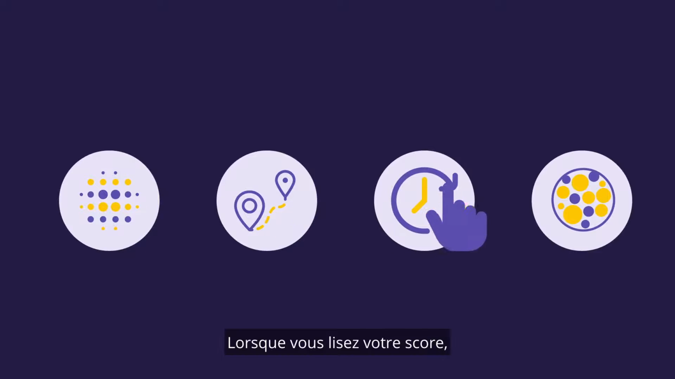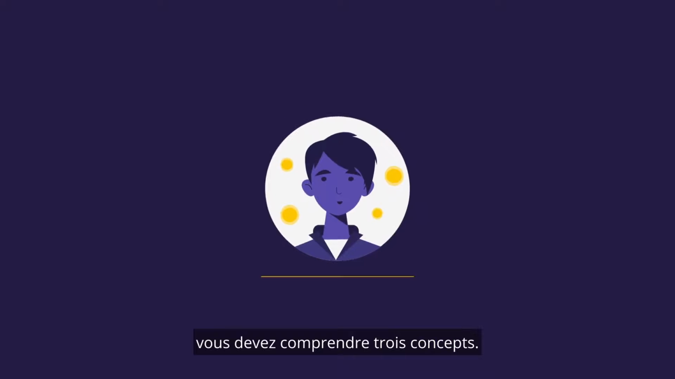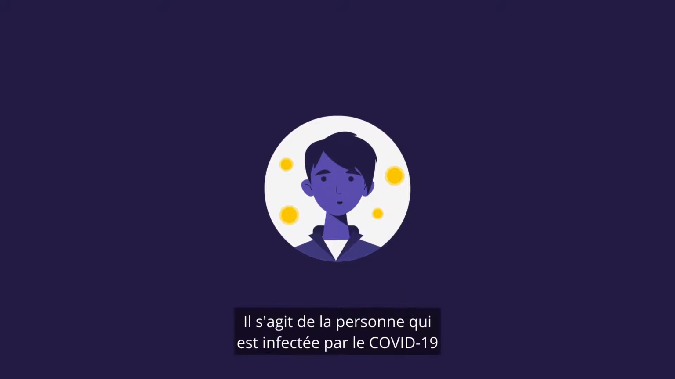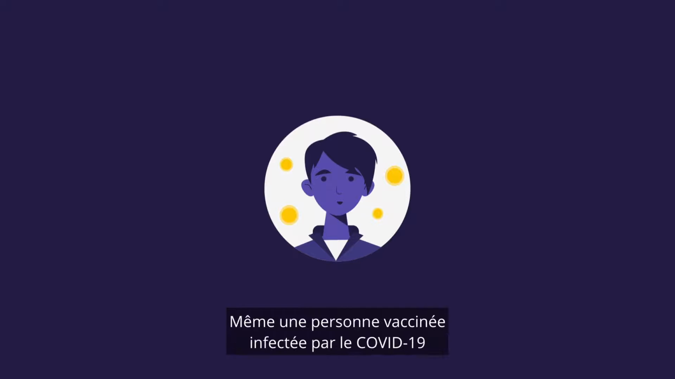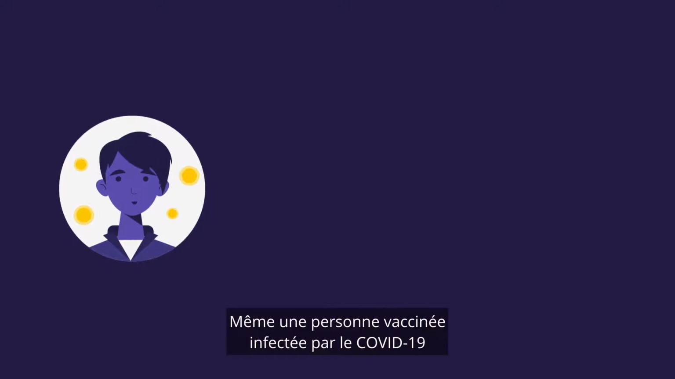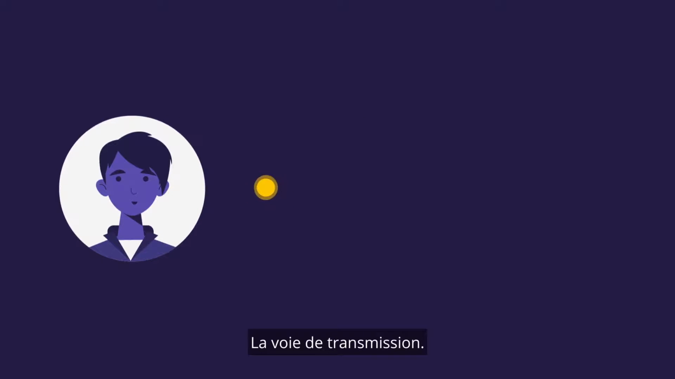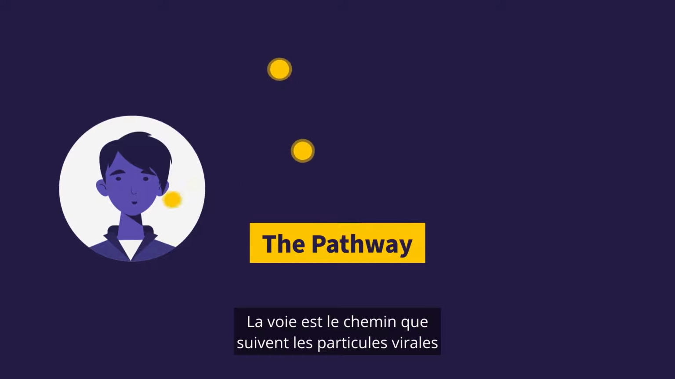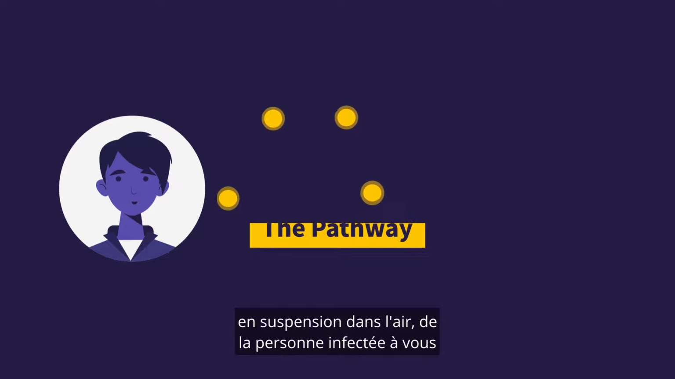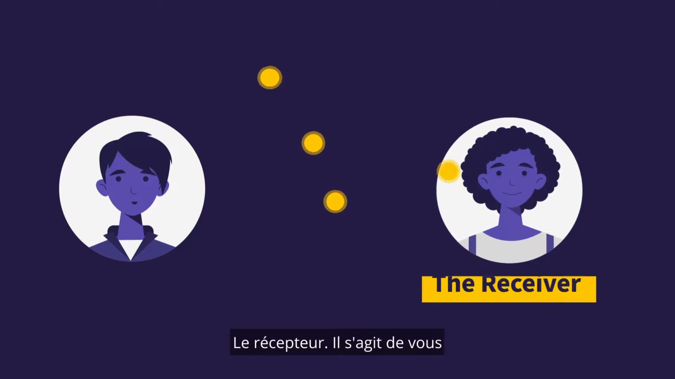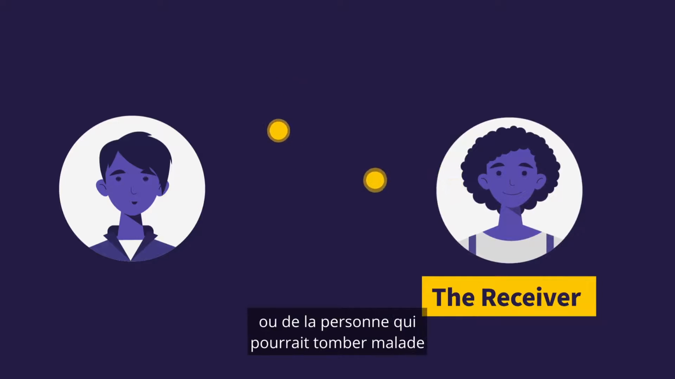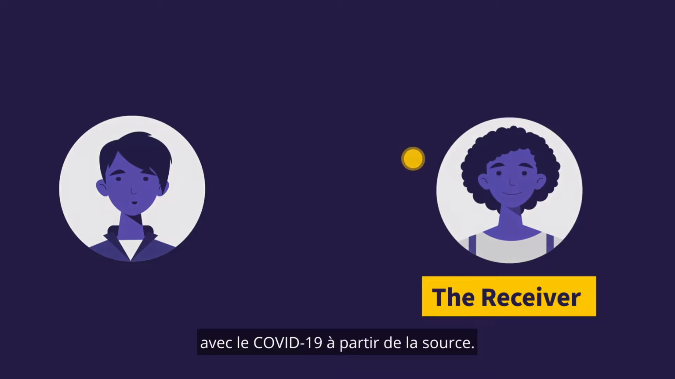When reading your score, you need to understand 3 concepts. The source. This is the person who is infected with COVID-19 and is spreading the virus through breathing, talking, sneezing, coughing, or singing, with or without showing signs. Even a vaccinated person infected with COVID-19 can spread the virus. The pathway. The pathway is the route the airborne virus particles travel through the air from the infected person to you or another healthy person. The receiver. This is you or the individual who could get sick with COVID-19 from the source.